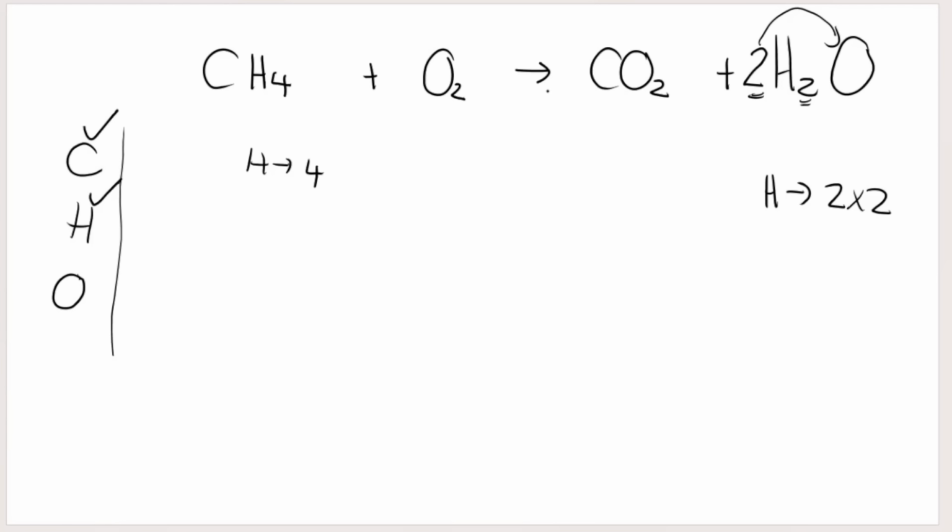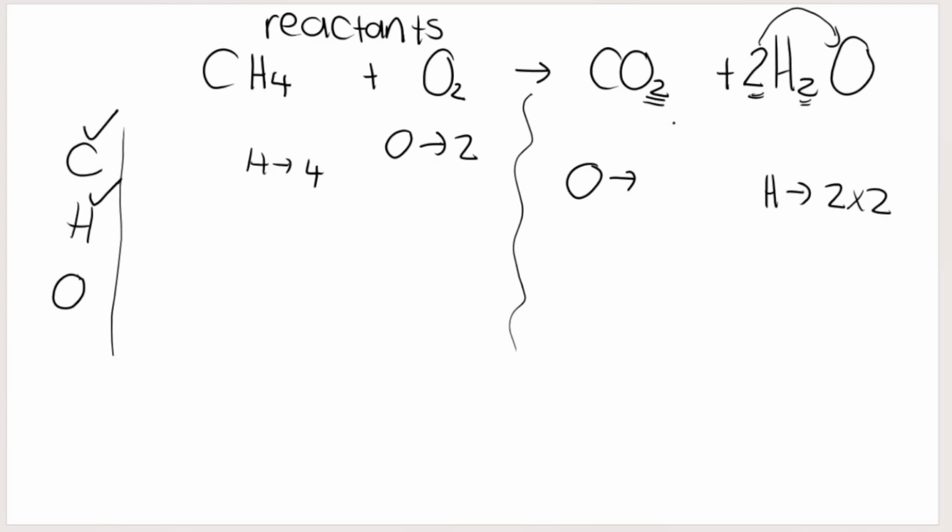Now we're going to do the oxygens. For the reactants, let's count the number of oxygens that we have. We have 2 on this side, O2. On this side, like I mentioned, we have 2 over here plus 2 times 1, which is 2. 2 plus 2 is 4. So how am I going to make this work? In order to make the left-hand side also have 4 oxygens, I need to multiply the oxygen by 2.